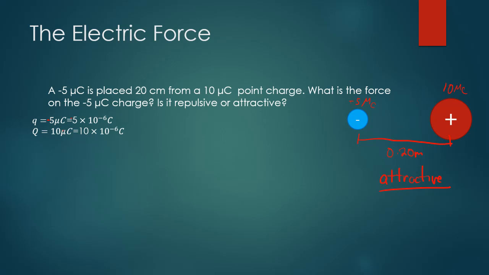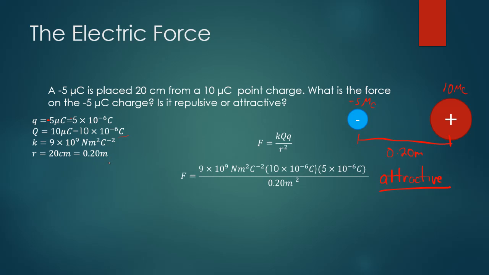If you notice, on both of these I've converted them into coulombs. Micro stands for times 10 to the negative 6, so they get converted into coulombs. Now K, the Coulomb's constant we said before, is 9 times 10 to the 9th newton meters squared per coulomb squared. And the radius is 20 centimeters or 0.20 meters. So if I pull up my equation and substitute in, I have all of this long, nasty stuff.